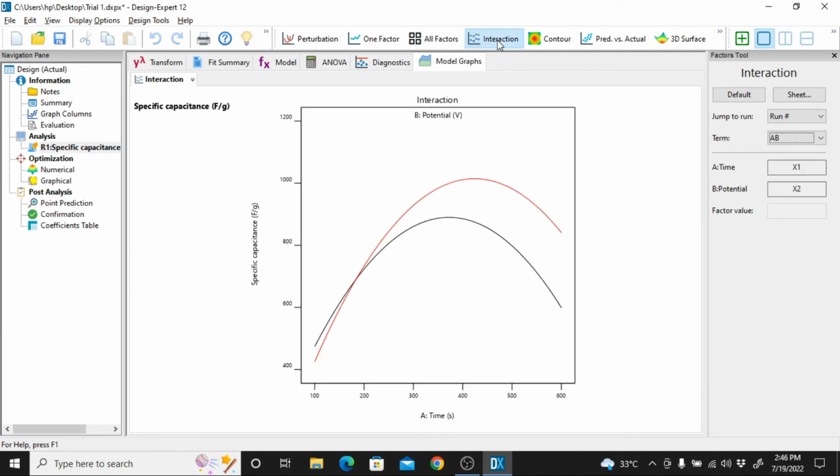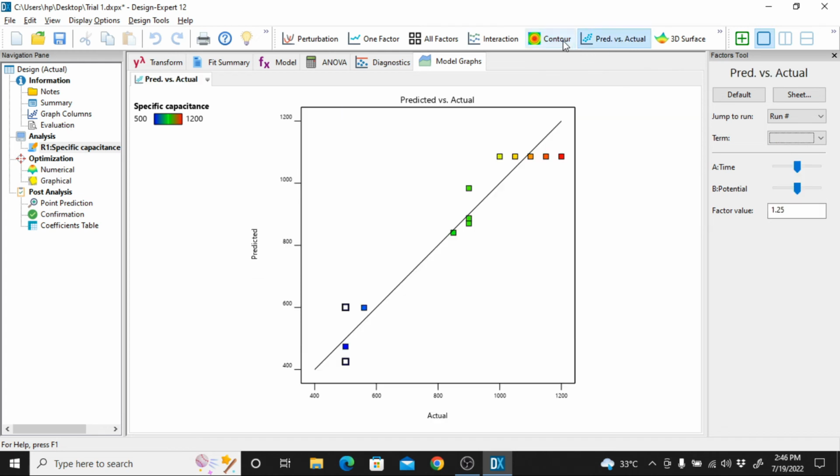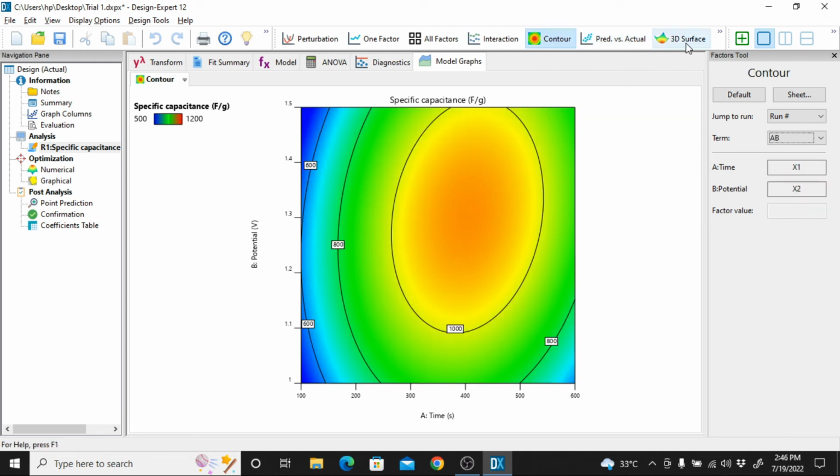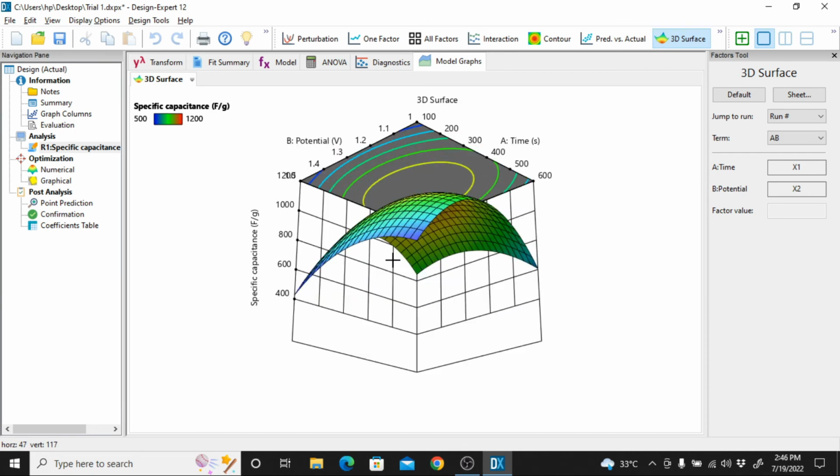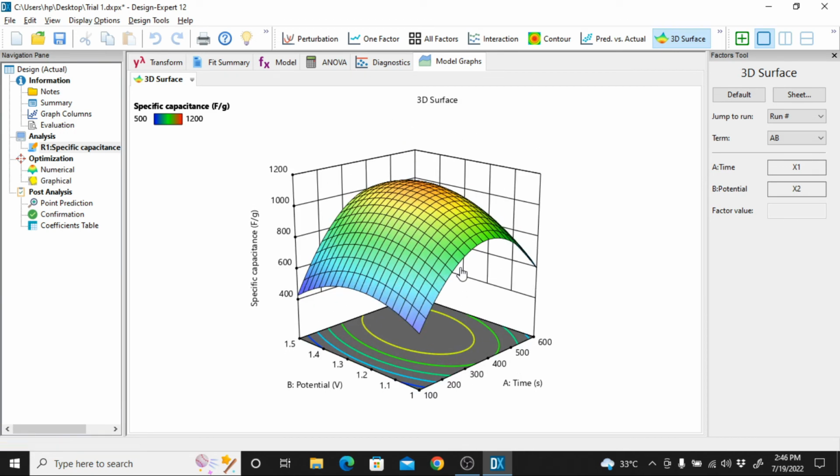Okay, now we want to see the interaction. For the interaction, the best thing is to see it from the 3D graph. You can see here 2D, and just click 3D surface. In response surface methodology, the more intense the curvature, the better your model is. In this case, model term A is significant, model term B is also significant, and you can also see it from the curvature of the 3D graph.